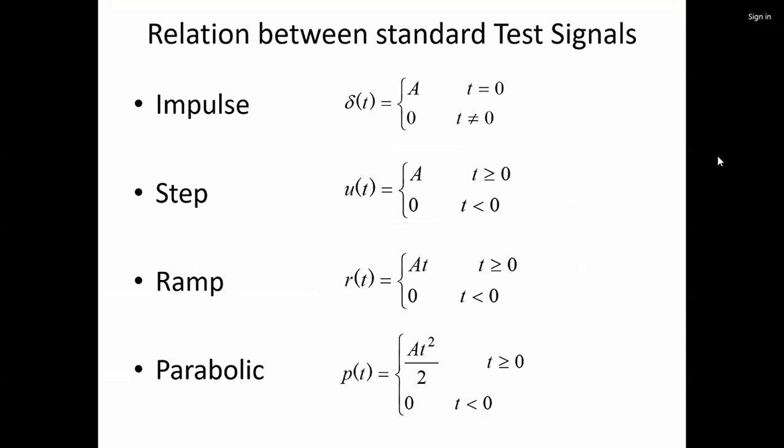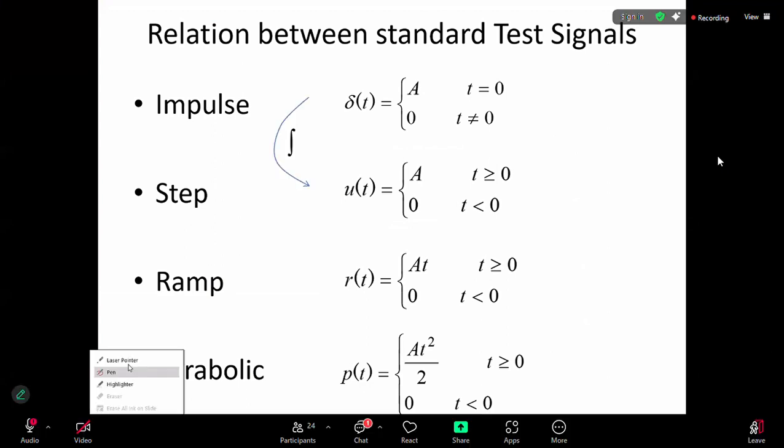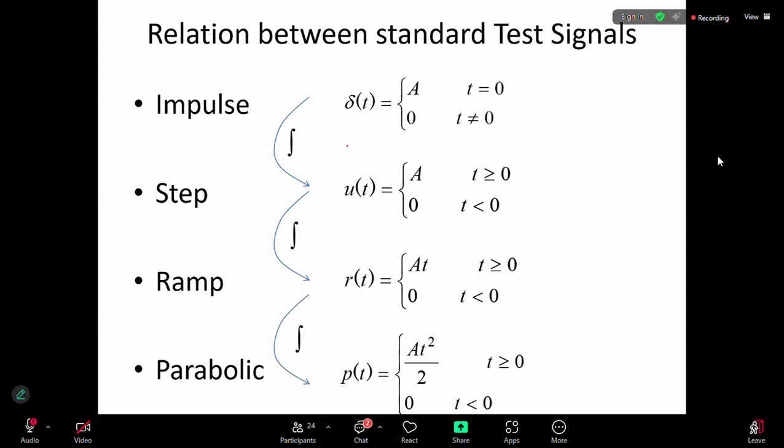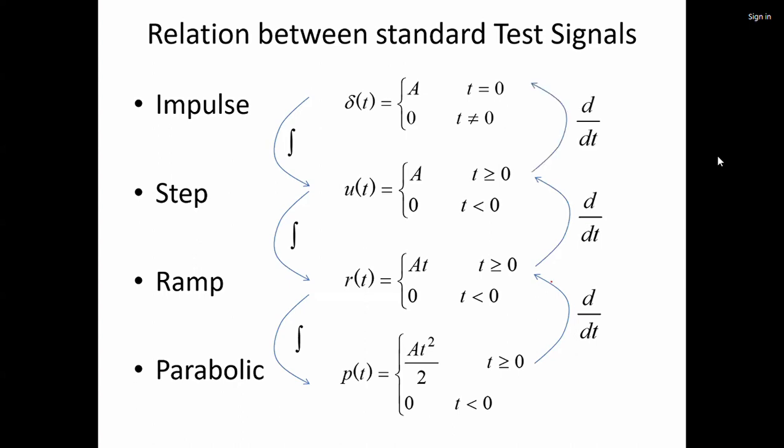Yesterday when we stopped, I think we were talking about this slide where we said that if you have an impulse signal and if you integrate, you get a step signal. And if you integrate a step signal, you get a ramp. And if you integrate a ramp, you get a parabolic. And conversely, if you have a parabolic and you differentiate, you get a ramp. And if you differentiate a ramp, you get a step. And if you differentiate a step, you get an impulse. Okay, so this is where we stopped.